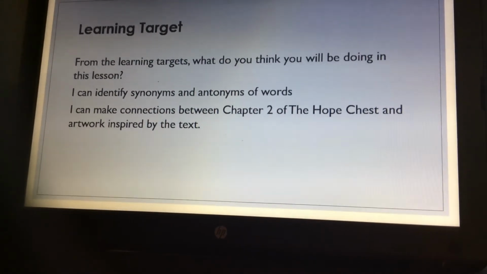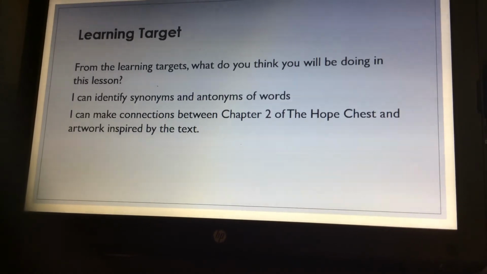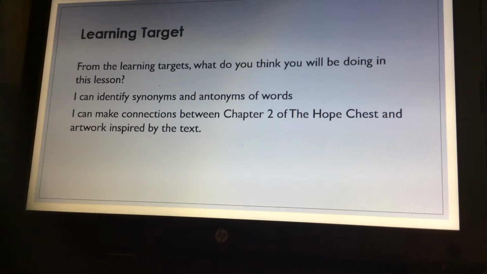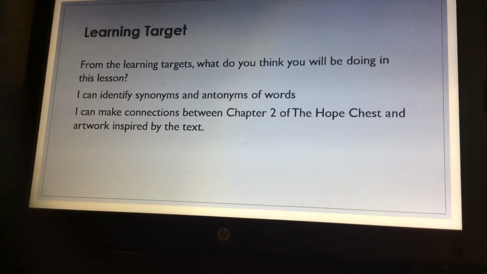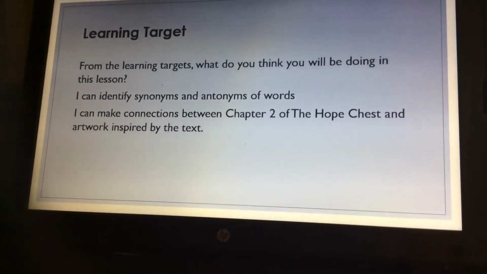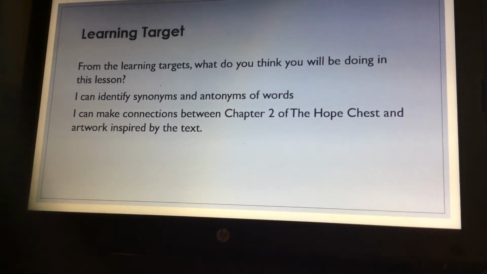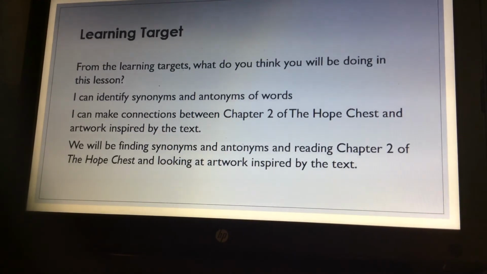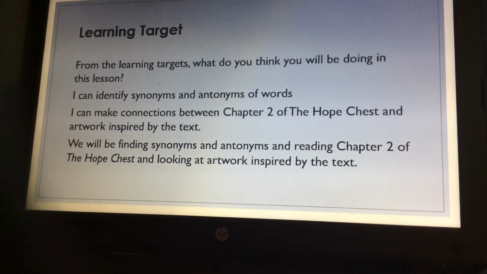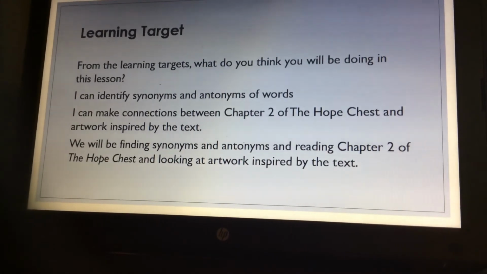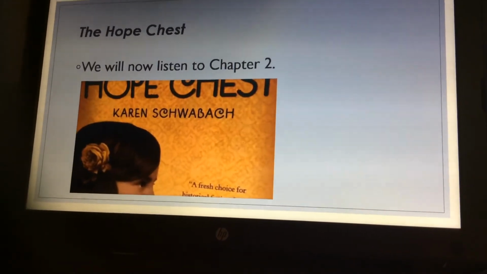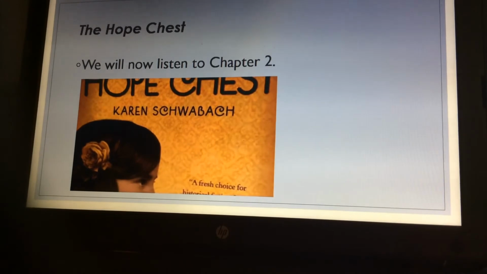So from the learning targets, what do you think we will be doing in this lesson? My targets once again are I can identify synonyms and antonyms of words, and I can make connections between Chapter 2 of the Hope Chest and artwork inspired by the text. What we will be doing is finding synonyms and antonyms, reading Chapter 2 of the Hope Chest, and looking at artwork inspired by the text. So now we will listen to Chapter 2.